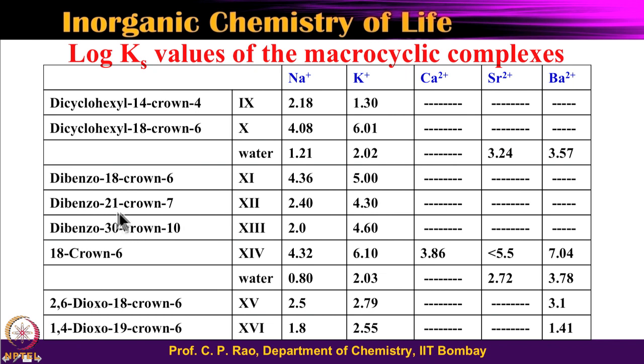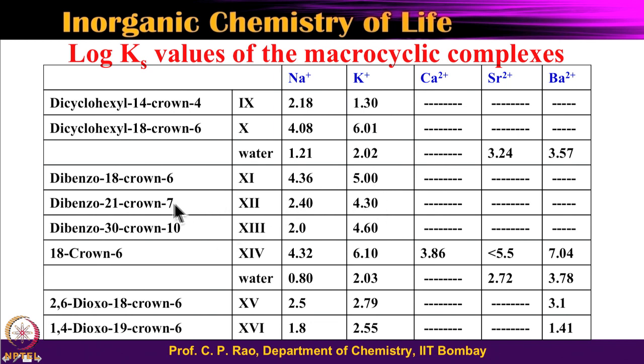Now, go to the dibenzo-21-crown-6. Now, 21-crown-6 becomes too big for sodium. So, 4.4 became 2.4, 100 times weaker in binding, whereas for potassium it is also bigger, but it is weaker by about 5 times or something, not even 10 times.